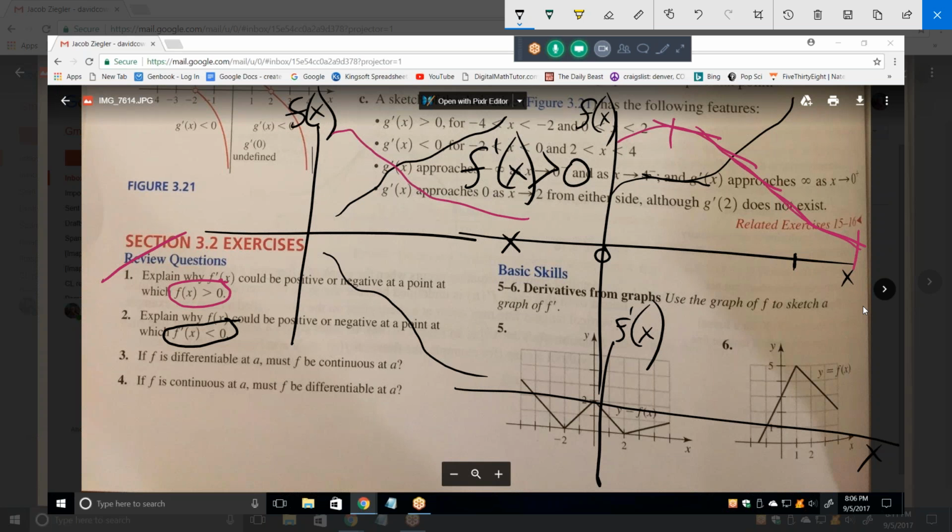Well, if I go up here and I write in green, again, the derivative is negative everywhere. But f of x is positive everywhere because it's above the x-axis. That's what makes f of x positive. Okay.